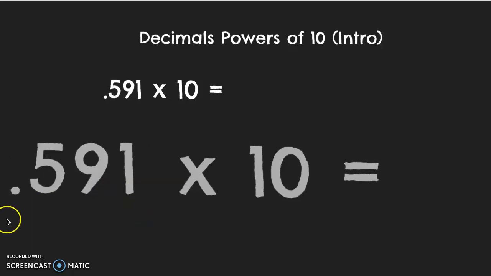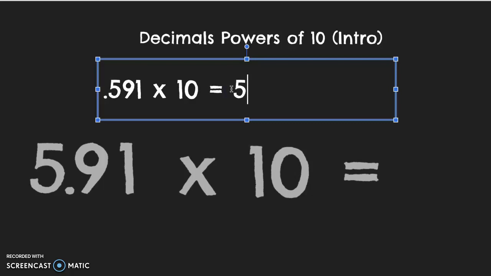Looking at the next one. 0.591. 591 thousandths times 10. We need it to get bigger. There's only 1 zero in 10. So we're going to move our decimal one spot. What would you get? If I move it one spot, I should get the number 5.91, or 5 and 91 hundredths.